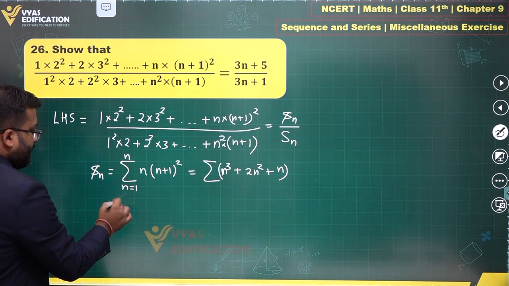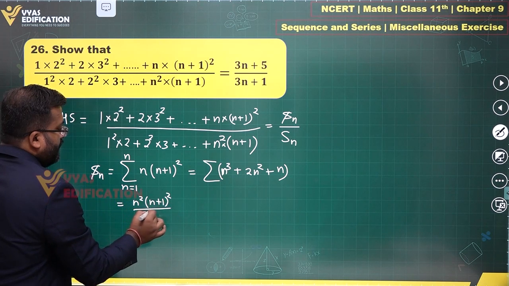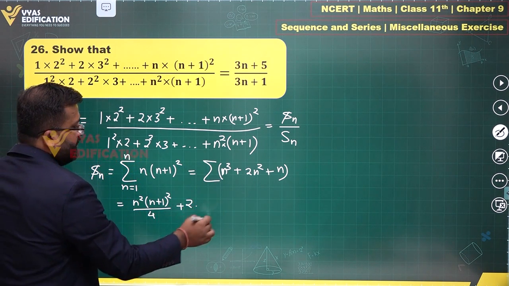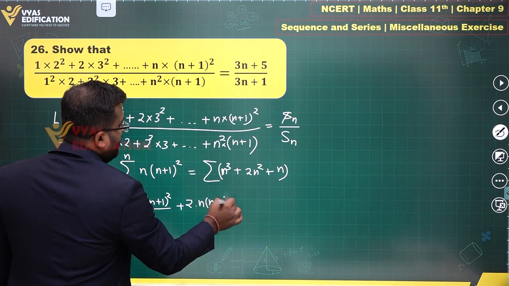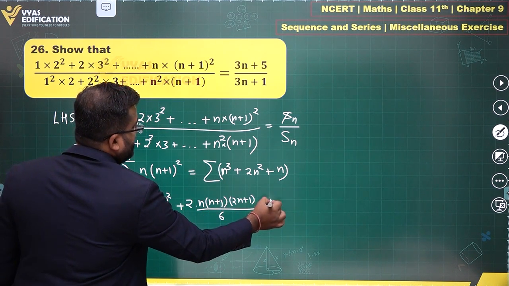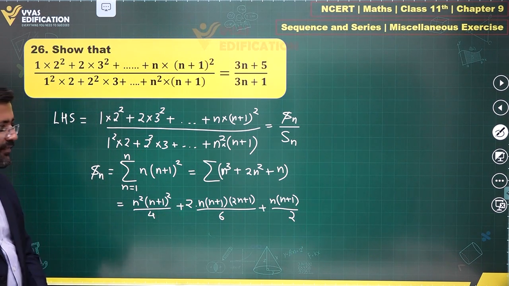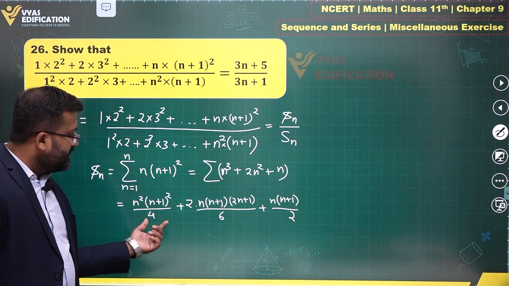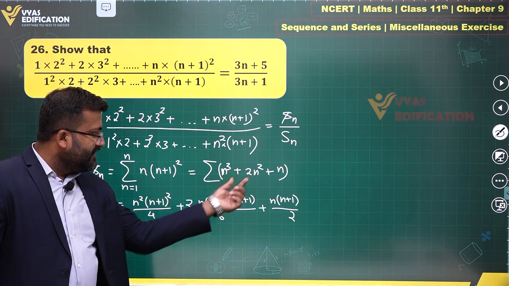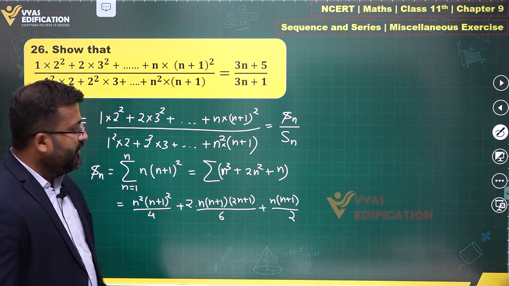Okay, and this will simplify into summation of n cube is n square, n plus 1 square upon 4 plus 2 times summation of n square will be n plus 1, 2n plus 1 upon 6 plus summation of n will be n plus 1 by 2. Please observe this carefully. Summation of n cube is n square, n plus 1 square upon 4. 2 is okay. N square summation will be n plus 1, 2n plus 1 by 6. Summation of n will be n plus 1 by 2.